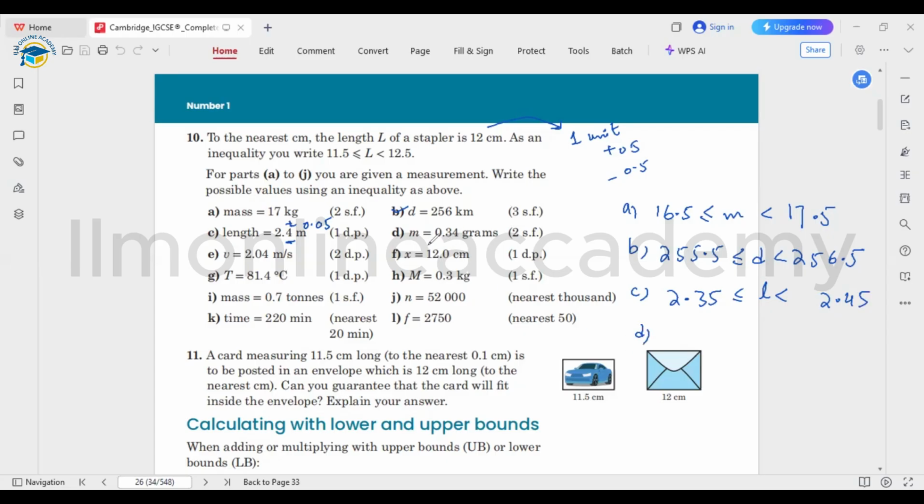Okay, next part, D. They gave us again the mass, and they're asking for lower and upper bounds. First is 0.34 grams.